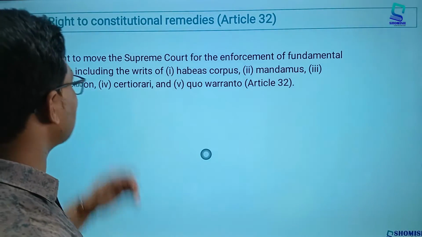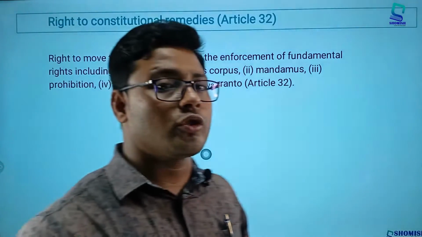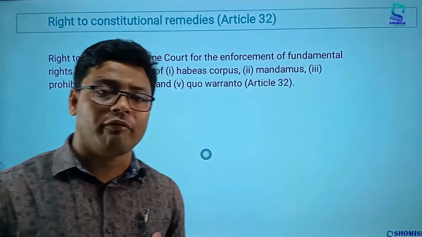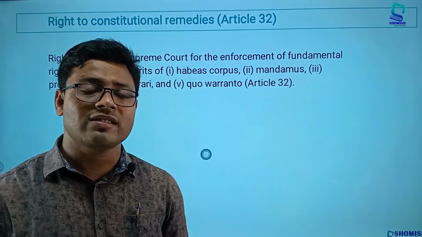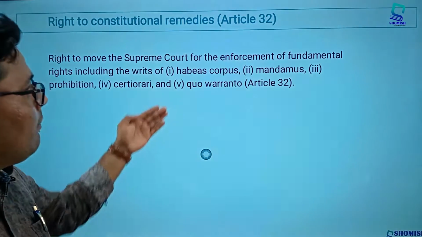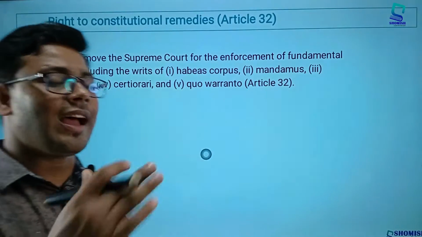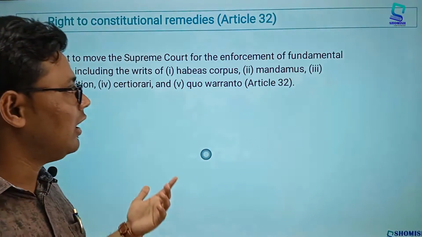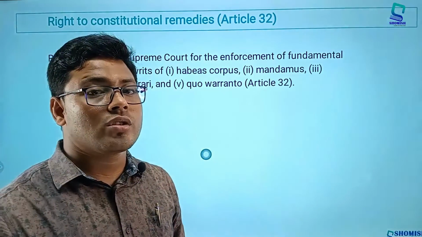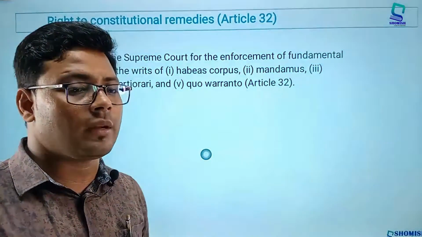And this is basically called the writ jurisdiction of the Supreme Court. If any of the fundamental rights are violated by any institution, individual or organization, people may move to the Supreme Court or the state's highest court, that is the High Court, to appeal for the solution of the issue about the breaches of fundamental rights.